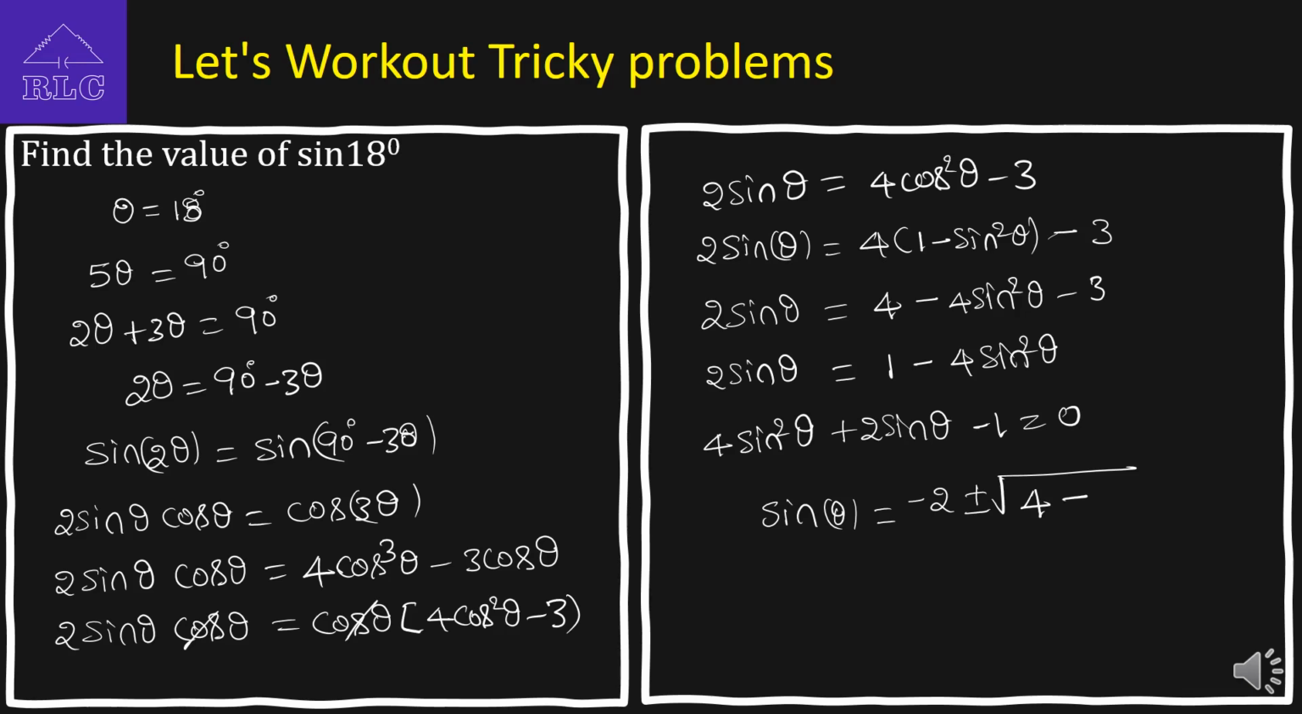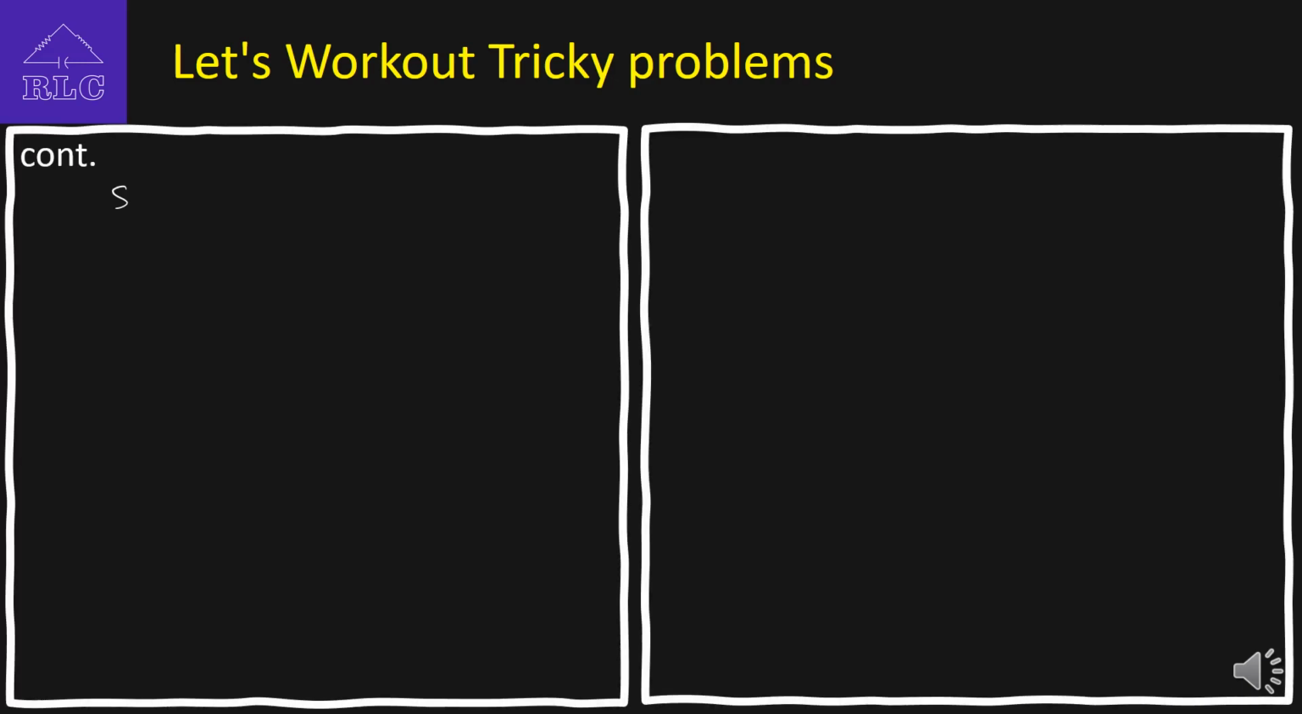So 4 into 4, 16 into minus 1, it will become plus 16 divided by 2a, 2 into 4. Okay, so which is nothing but minus 2 plus or minus root 4 plus 16, 20, by 8. So now sin theta value will be equal to minus 2 plus or minus 2 root 5 divided by 8. If you take 2 common and cancel it, we will get minus 1 plus or minus root 5 divided by 4.